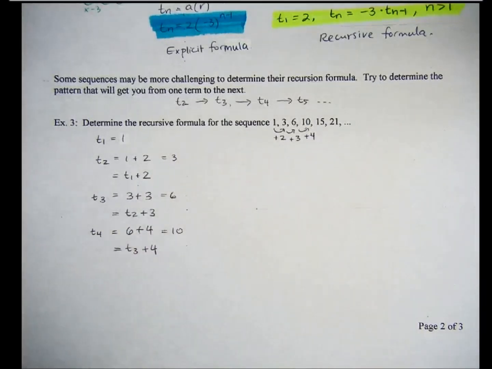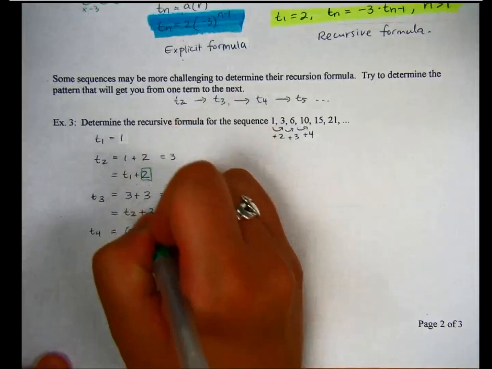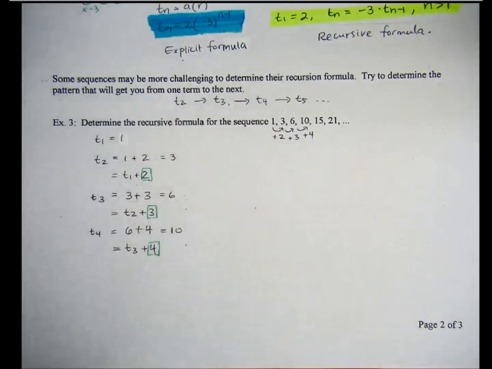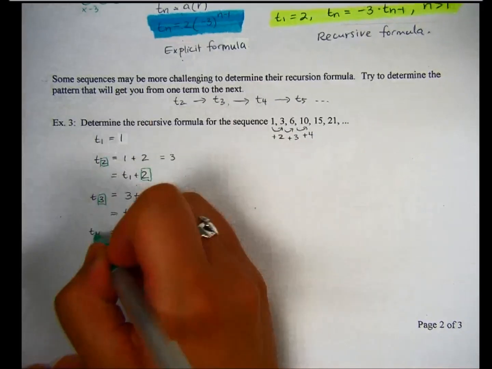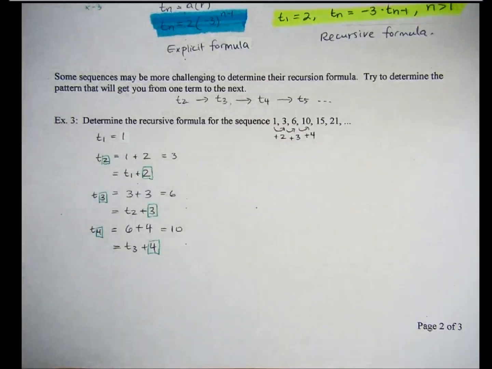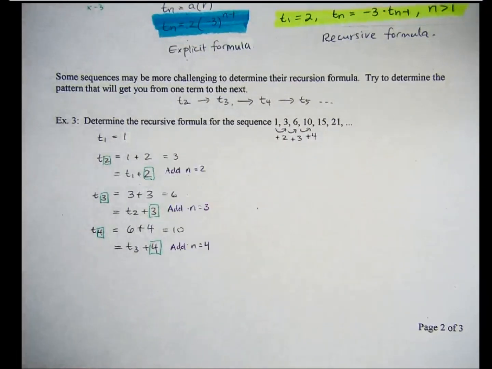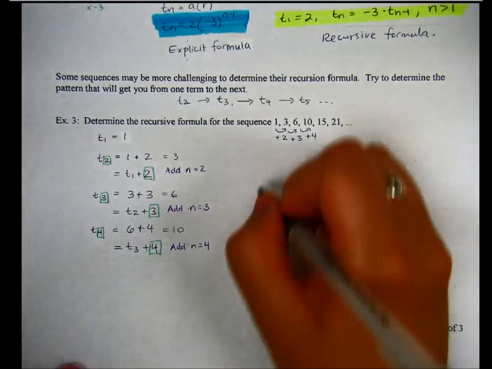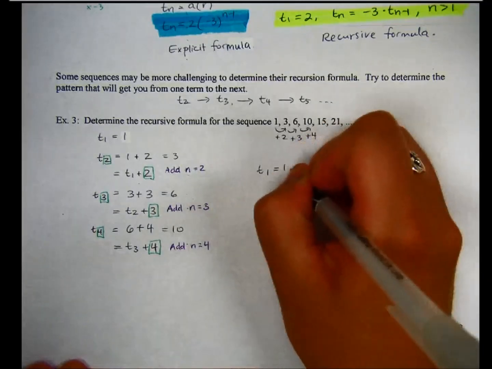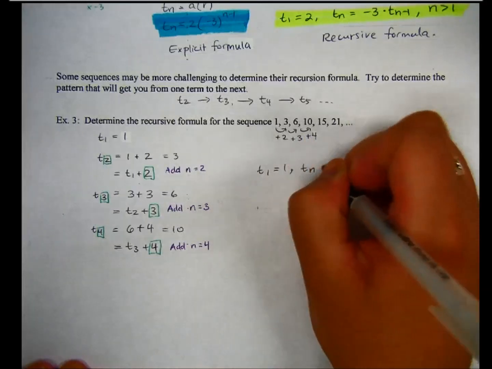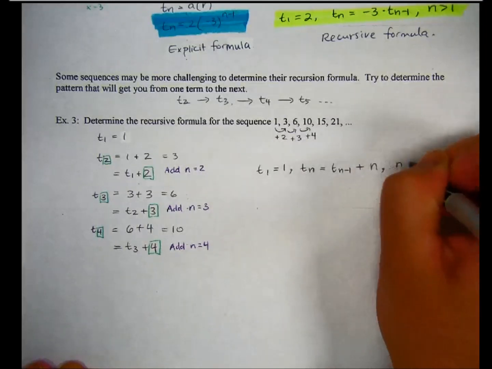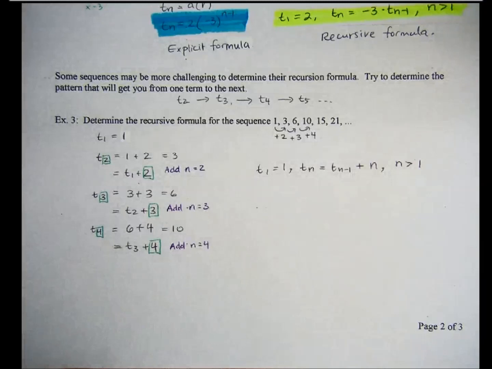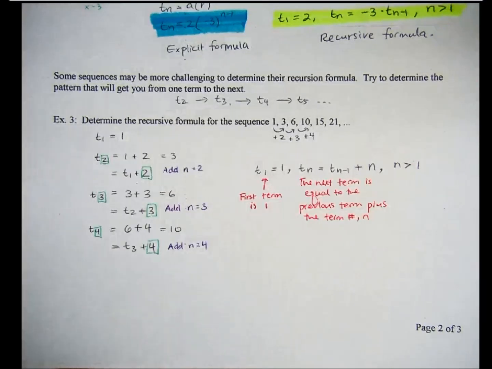Right? If you notice, the numbers that you're adding on each time, they increase by 1. And they are the same as the term number n. Alright, so now that I've detected this pattern, what I can do is I can say T1 is equal to 1, and then the next term is equal to the previous term plus n. And n has to be greater than 1, as usual. And I've written out the verbal description for you here.